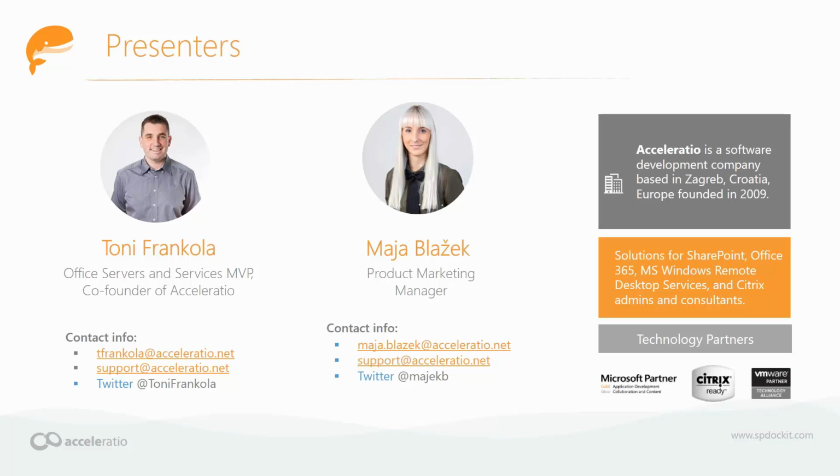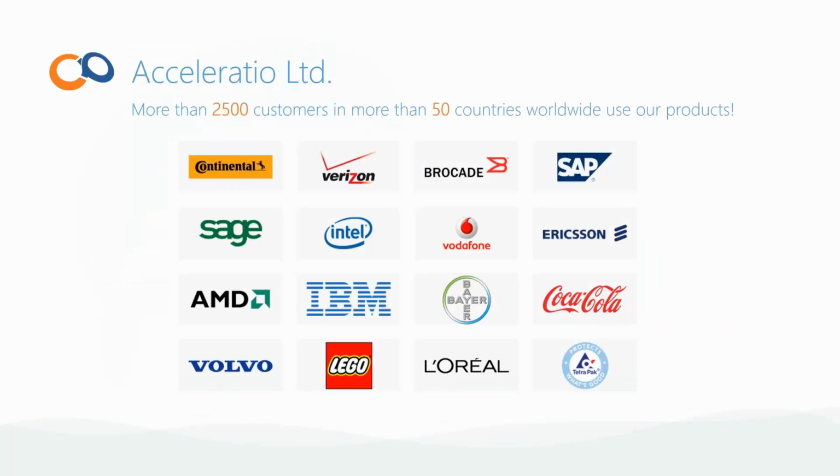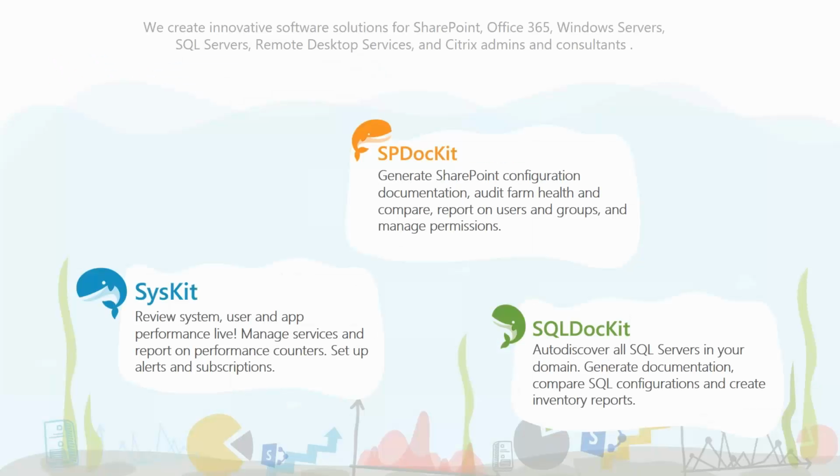Acceleratio is a software development company based in Zagreb. We create innovative software solutions for administrators and consultants, and we have customers all over the globe. Some of our big customers are Lego, Coca-Cola, IBM, and some others which you can see on this screen, which we are very, very proud of. Just to quickly introduce you to our other products, SPDocKit is our SharePoint administration tool, which you will see today. Then we have SysKit. SysKit is a monitoring tool for Windows servers. It helps you to review your system, to monitor your user activities, app performance, and create numerous reports on these topics. And SQLDocket is our newest tool. It helps you to auto-discover all of the SQL servers in your domain. You can create various reports, generate documentation, and it simplifies managing your SQL environment.